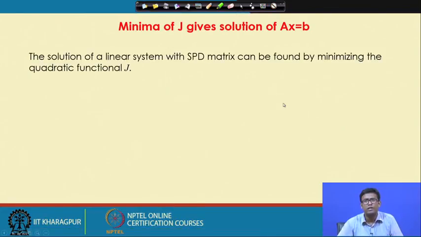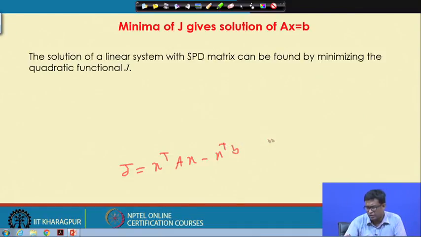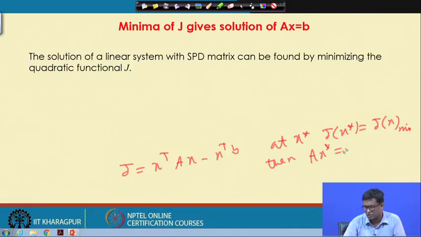The solution of a linear system with symmetric positive definite matrix can be found by minimizing the quadratic functional J. We can write that J is equal to x transpose A x minus x transpose b. If J at x star is equal to J minimum, then A x star is equal to b.